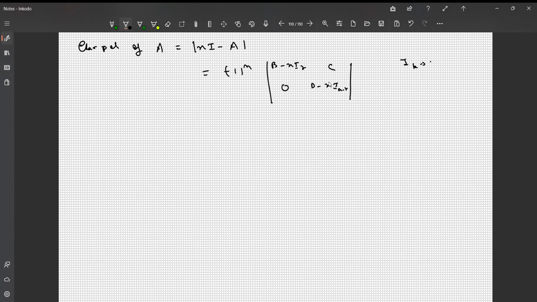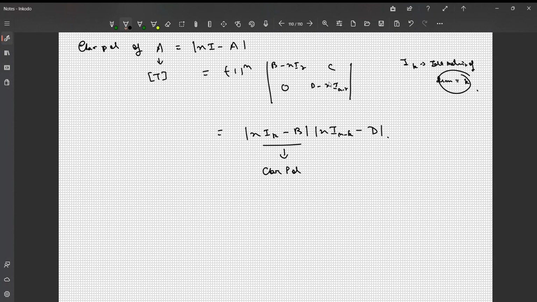Is it clear? Now, having this representation of A, what can we say about the characteristic polynomial of A? The characteristic polynomial of A is the determinant of xI minus A. But xI minus A is of this form: the determinant of B minus xI_r, C, 0, D minus xI_(n minus r), where I_k represents the identity matrix of dimension k. So it's obvious. The determinant calculation simply gives you the form of the determinant of xI_k minus B times the determinant of xI_(n minus k) minus D.